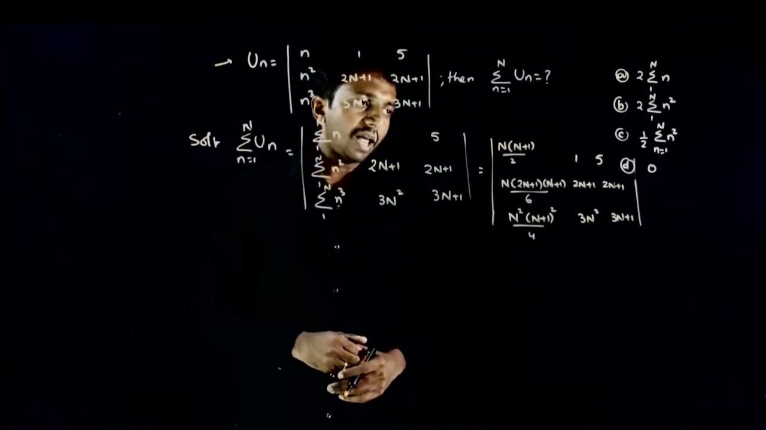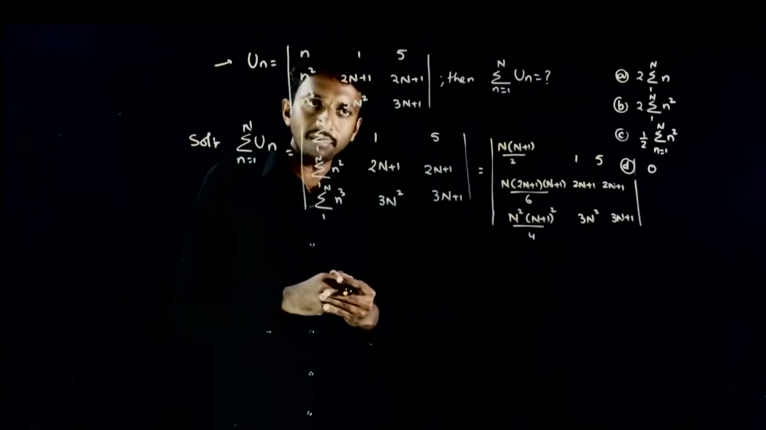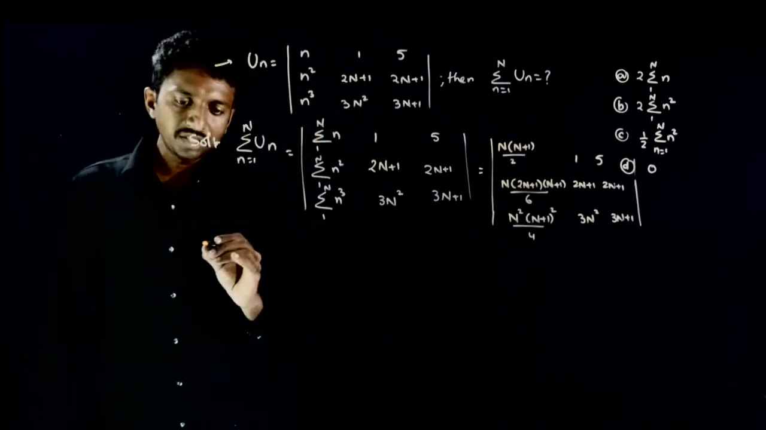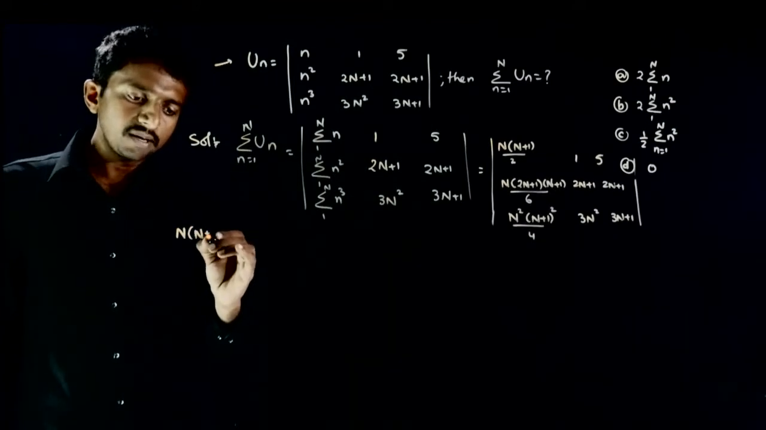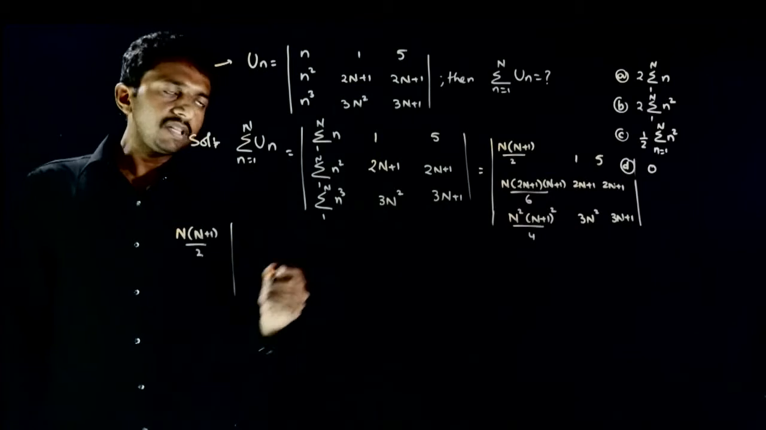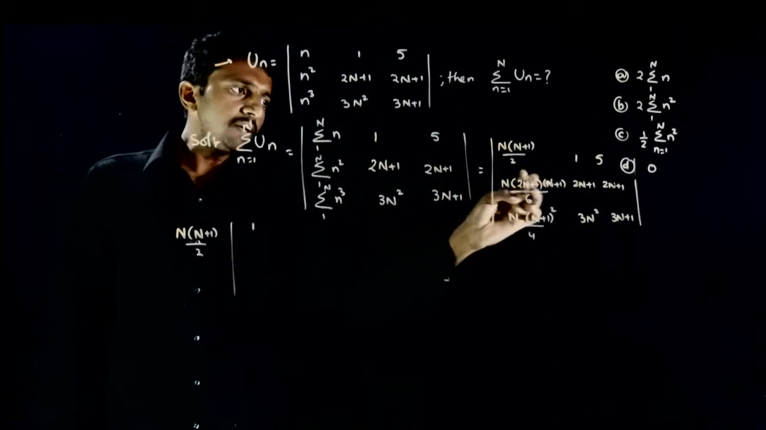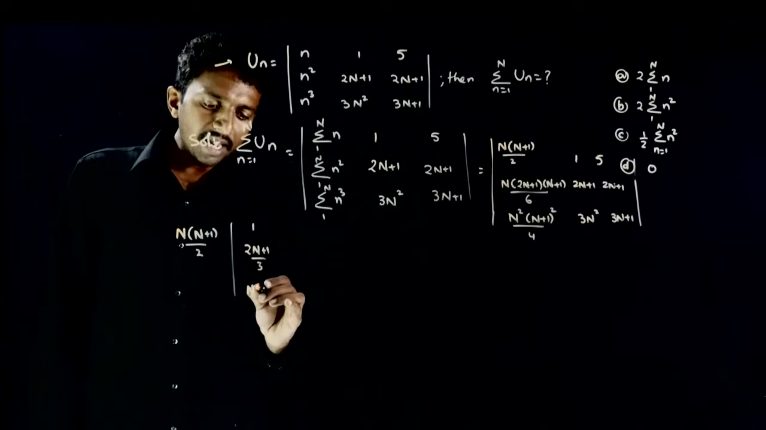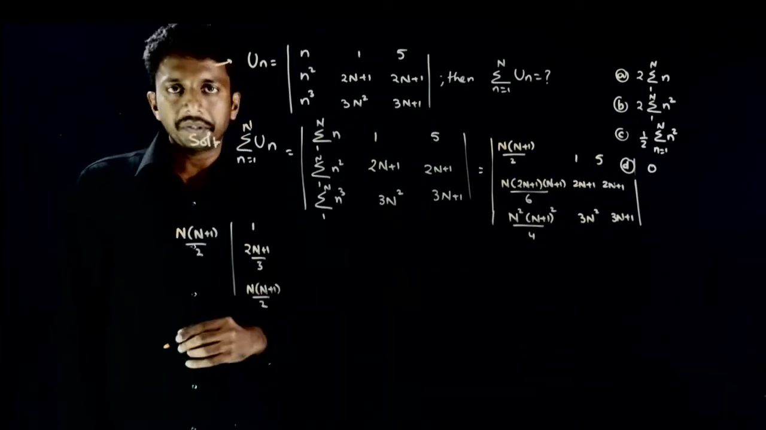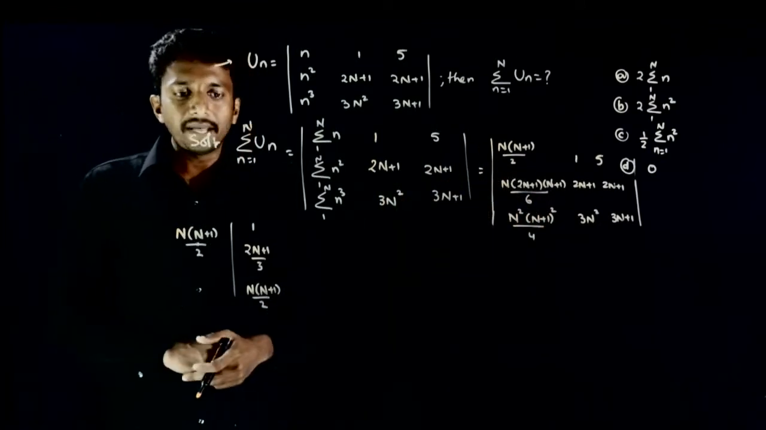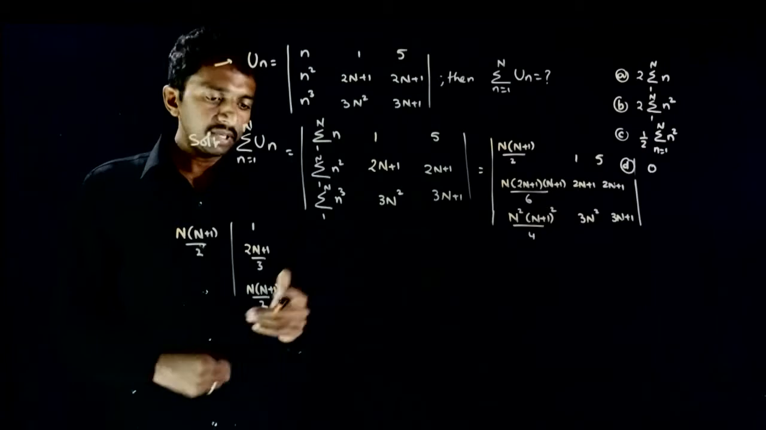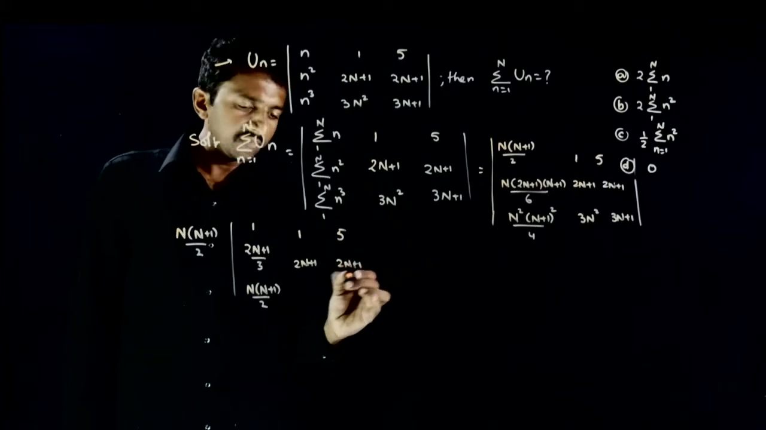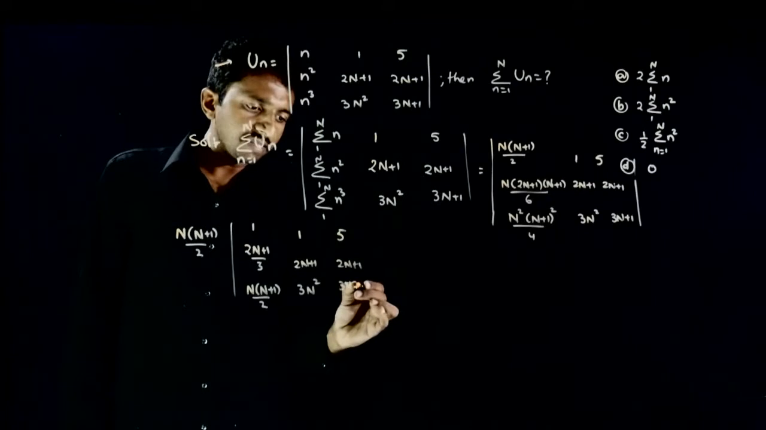So now what I do is I'll try to take some common terms. अगर कुछ common आ सकता है तो I'll take common. So first column से can I take n into n plus 1 by 2 as common? So first column से मैं n into n plus 1 by 2 common लेता हूँ. So what is left out? The first column 1 will be left out. n into n plus 1 by 2 common लिया तो 2n plus 1 by 3 will be left out. And from the third column n into n plus 1 by 2 will be left out. So these are the three terms which will be left out after I take n into n plus 1 by 2 as common. And the remaining columns are remaining intact. 2n plus 1, 2n plus 1, 3n square and 3n plus 1.